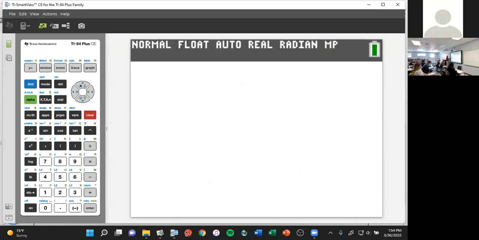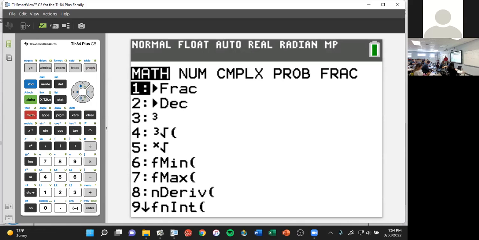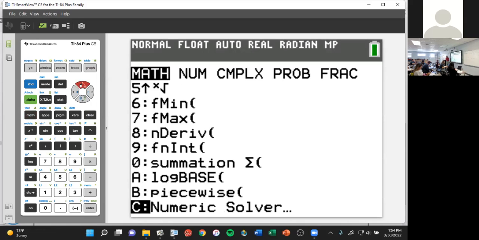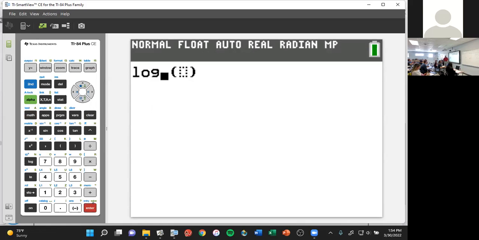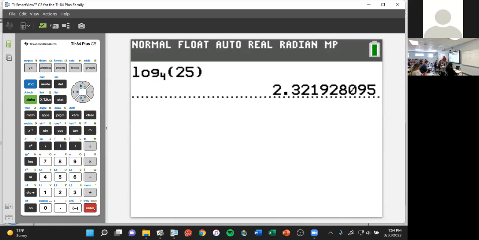Press math. Go up to A. Oh my gosh. What's the base? 4. What's the number? 25. What's the answer? 2 point the exact same.